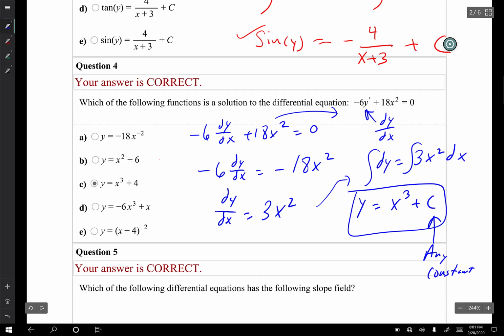So look for x cubed plus some constant, and there it is. Yay. Hopefully that made sense, guys. All right, let's go to the next one.